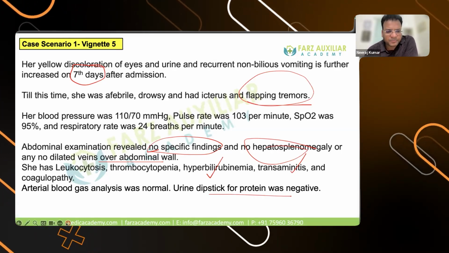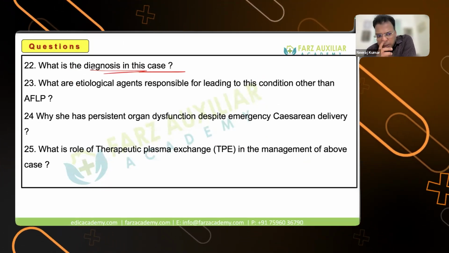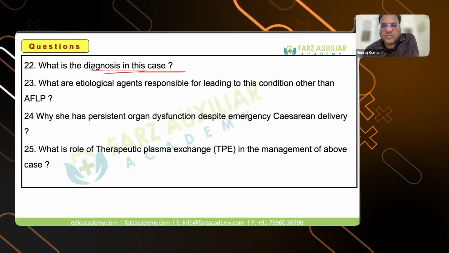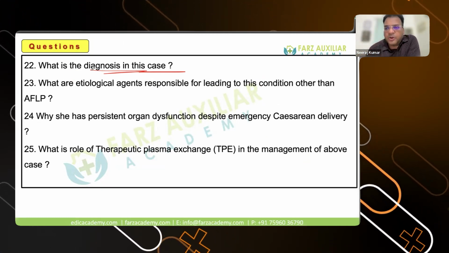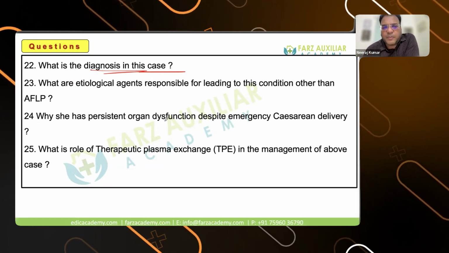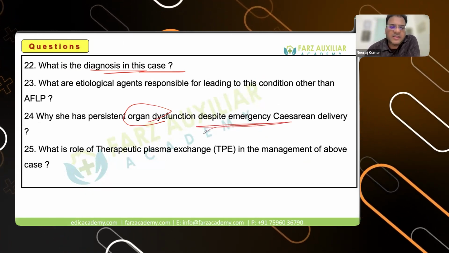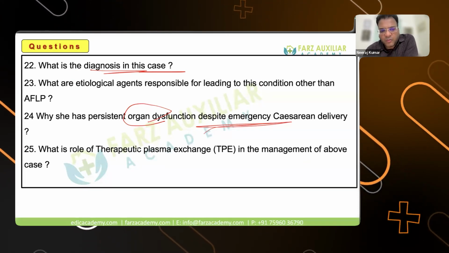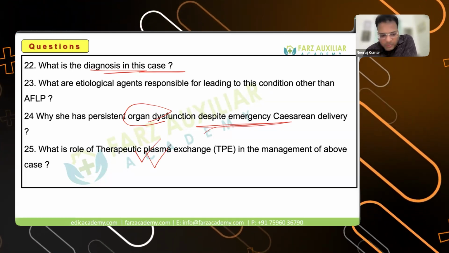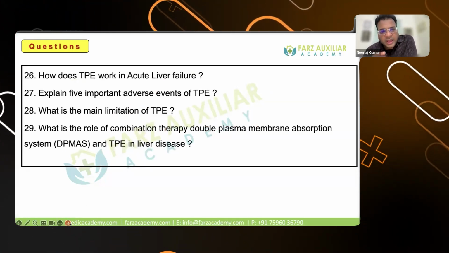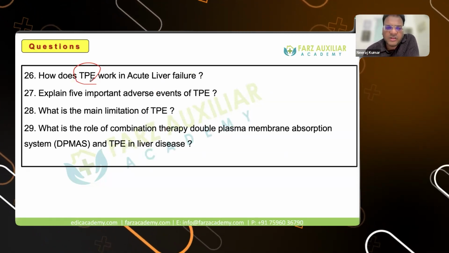Okay. Now, based on this, five questions. What is the diagnosis in this case? First, I would like to ask: what are the etiological agents responsible for this condition other than AFLP? What other findings will you keep in your mind? And why does this patient have persistent organ dysfunction, despite having delivered this patient by emergency cesarean delivery? And then the last question: what is the role of TPE in this group of patients for managing this patient? Now see another question.